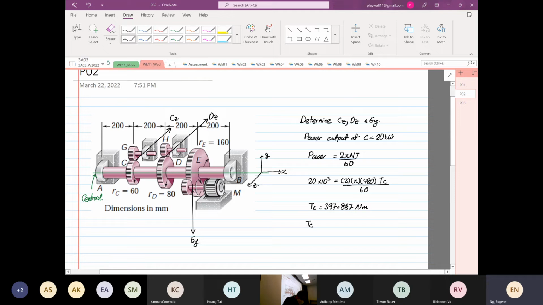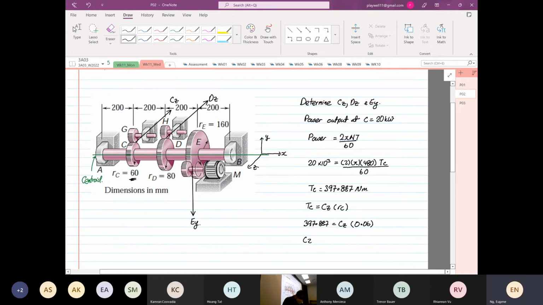And then we can calculate our CZ. So torque at point C is equal to CZ multiplied by the radius at C. RC is given to be 60 millimeters, so that's the radius. So 397.887 is equal to CZ multiplied by 0.06. So we know now that CZ is equal to 397.887 divided by 0.06, which is 6631 or 6632. So we found CZ, and it's acting in that direction.